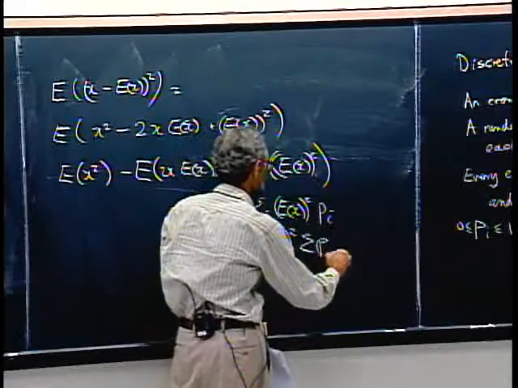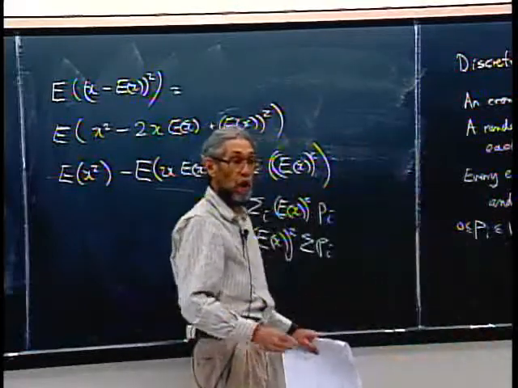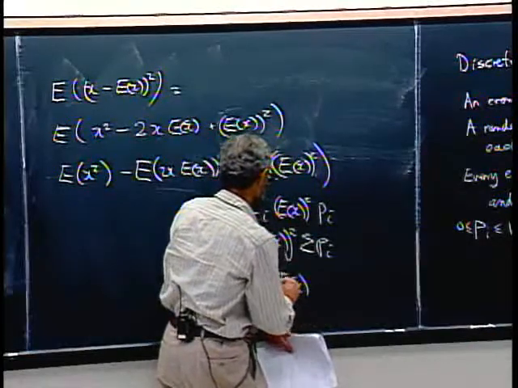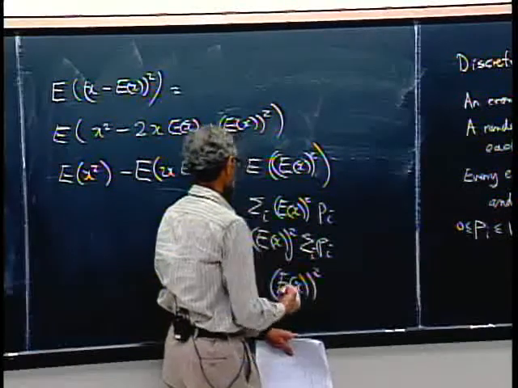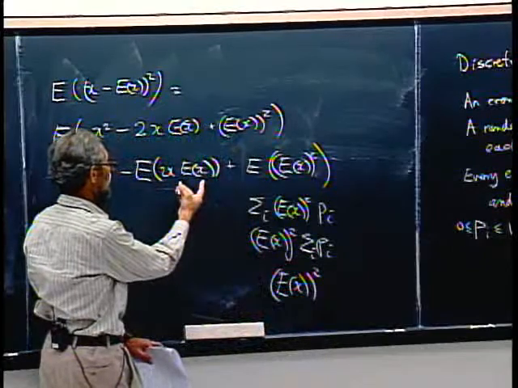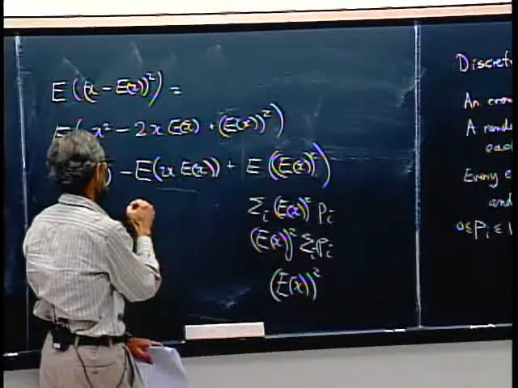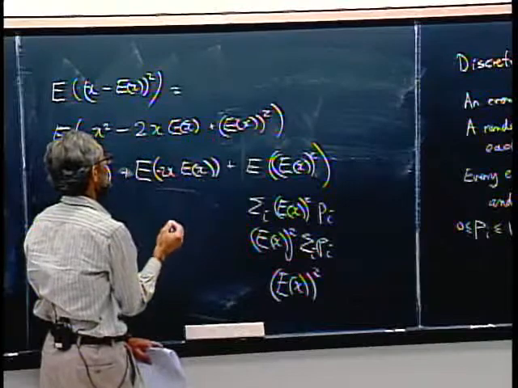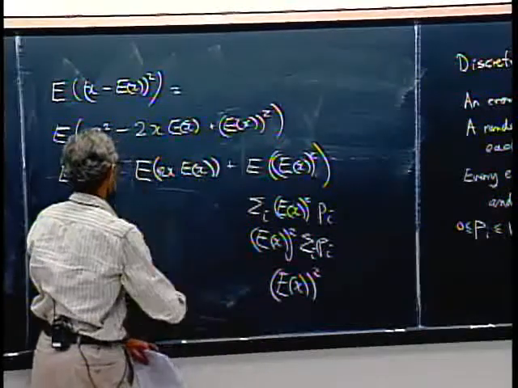Times the sum of the pi's, but because of that rule on the next board, that all the probabilities add up to 1, this is just going to be the expected value squared, that constant, because this is going to be 1. Now for this one, similarly, I'm going to factor out this constant 2E[X], right? Let me keep it the way it was.